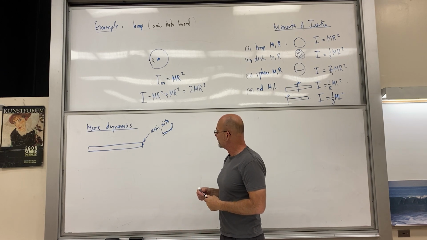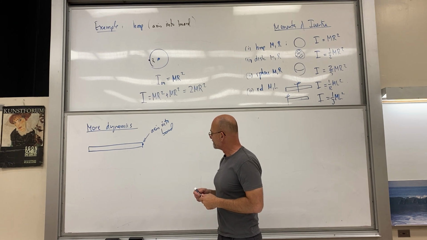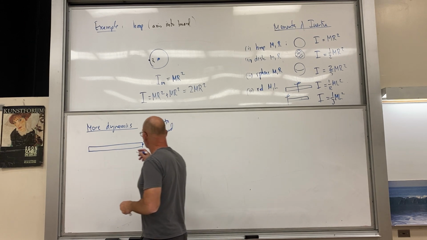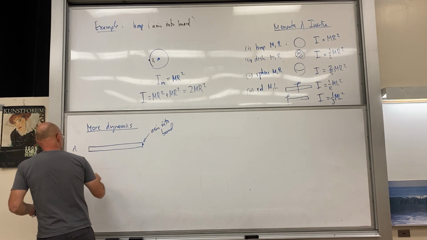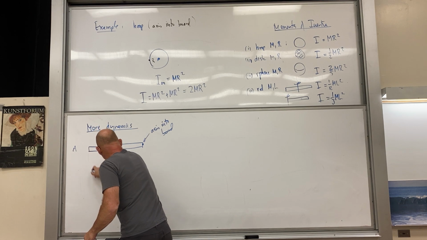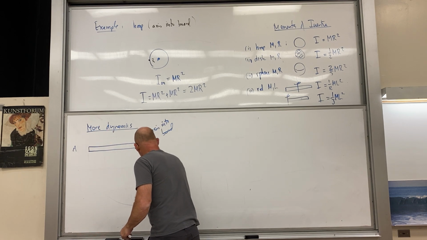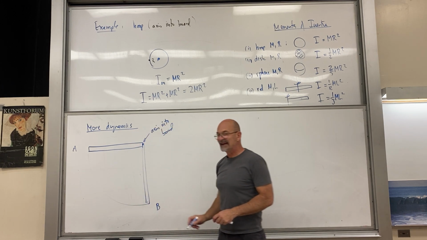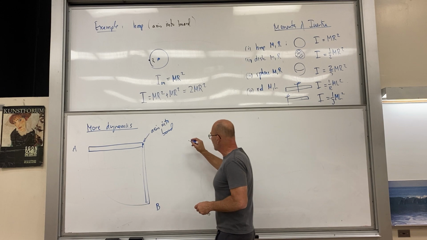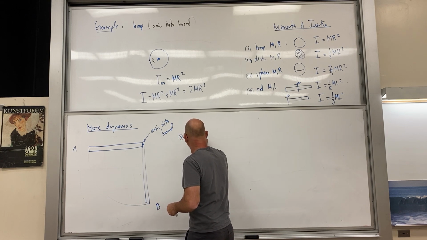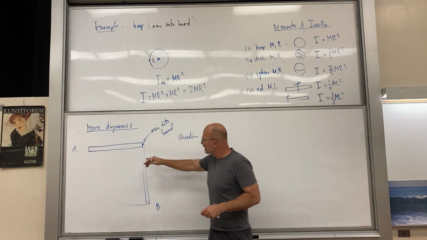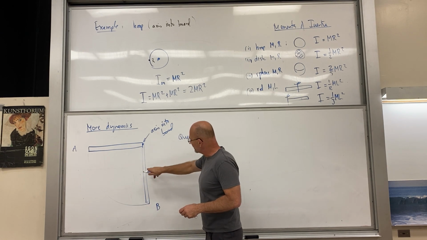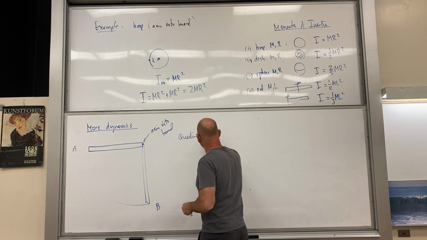So let's do this. I'm going to call this A. And then I'm going to have it swing through like I just described. And down here refers to the position B. So the question is, what's the angular speed and what's the linear speed of this thing here?